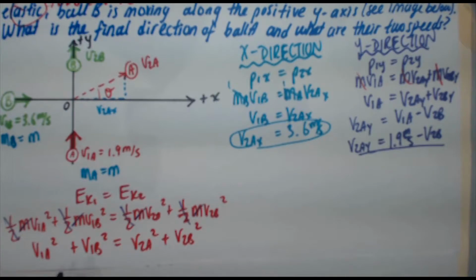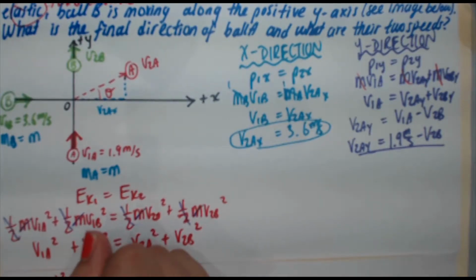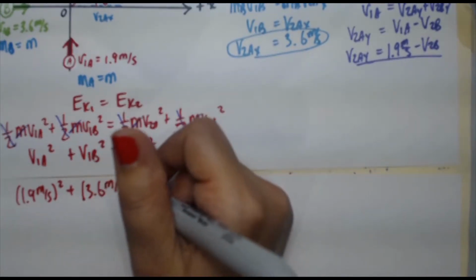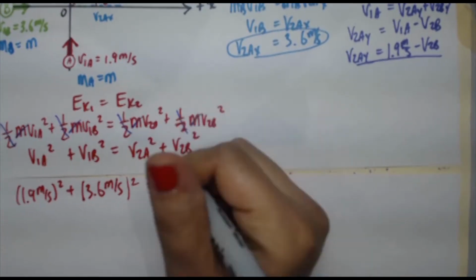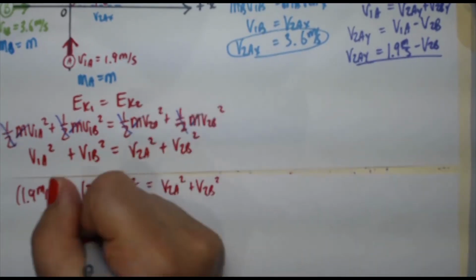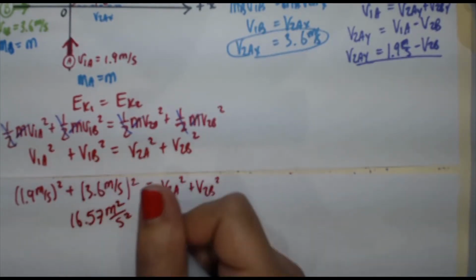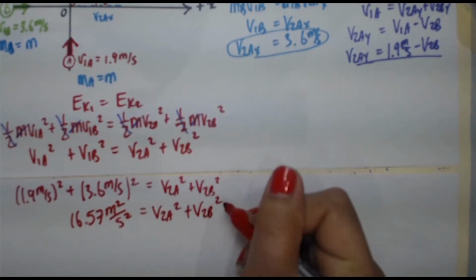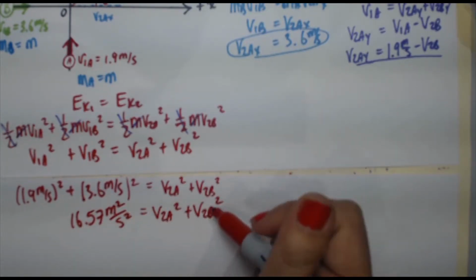Okay, now v1a, v1b we know. So let's go ahead and plug that in. So 1.9 meters per second squared plus 3.6 meters per second squared equals, and we don't know v2a or v2b, v2a squared plus v2b squared. When you square these two numbers and add them together, you are going to get 16.57 meters squared per second squared. Remember, the meters per second get squared. That equals v2a squared plus v2b squared. Okay, so we're kind of at an impasse again, right? Because we've got another expression with two unknowns, v2a, v2b.